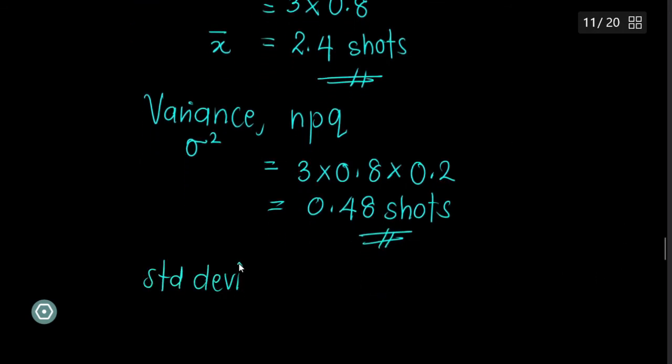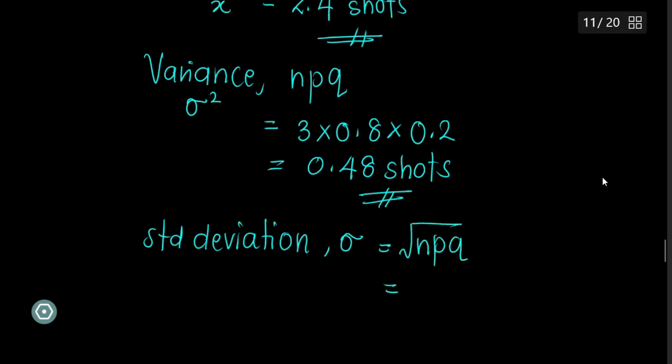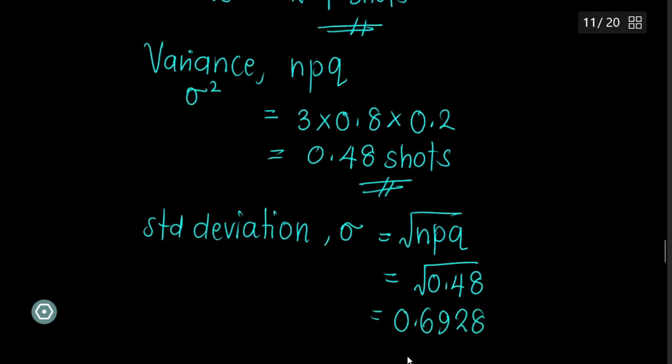Okay, and the last one, standard deviation. Super easy if you already found your variance. Standard deviation is just the square root of npq. Since we already found the npq, just take the square root of 0.48. So you'll get 0.6928 shots.